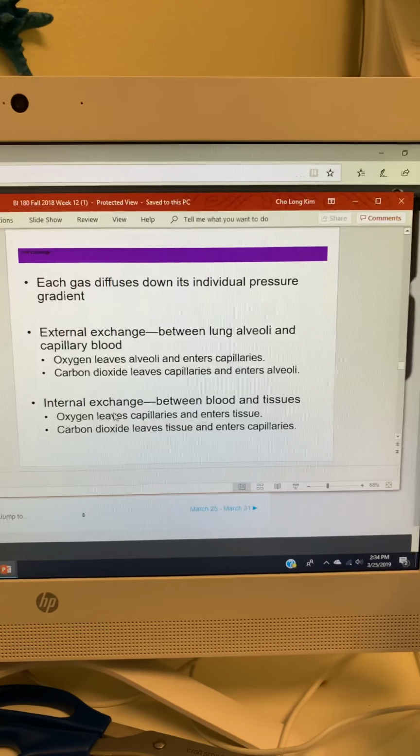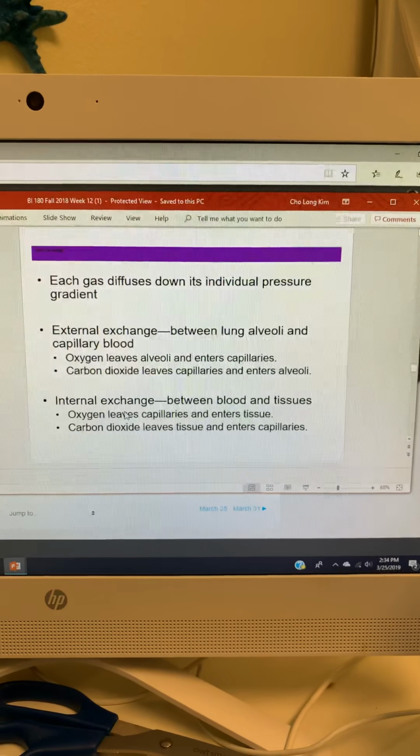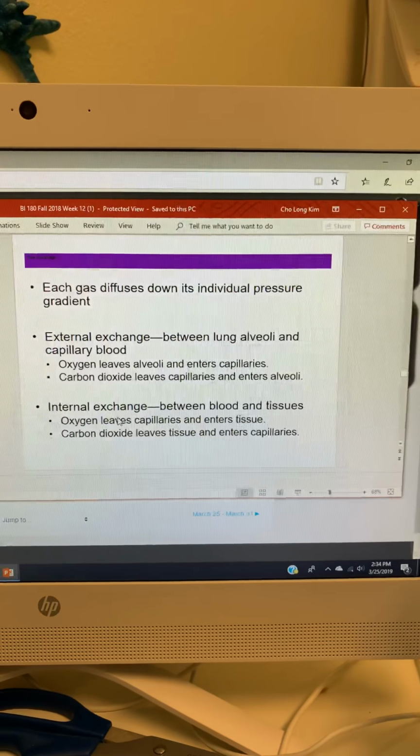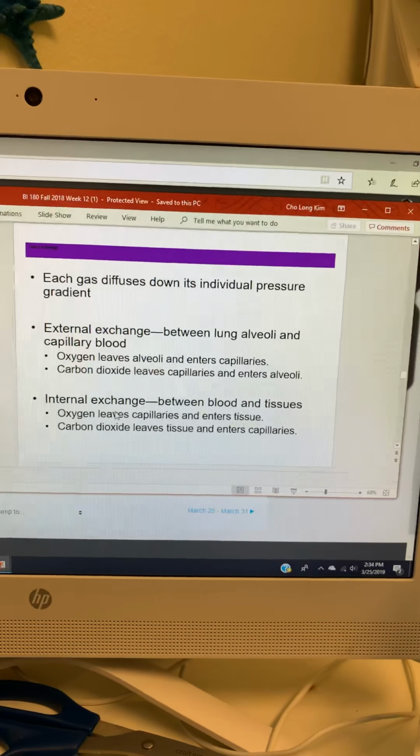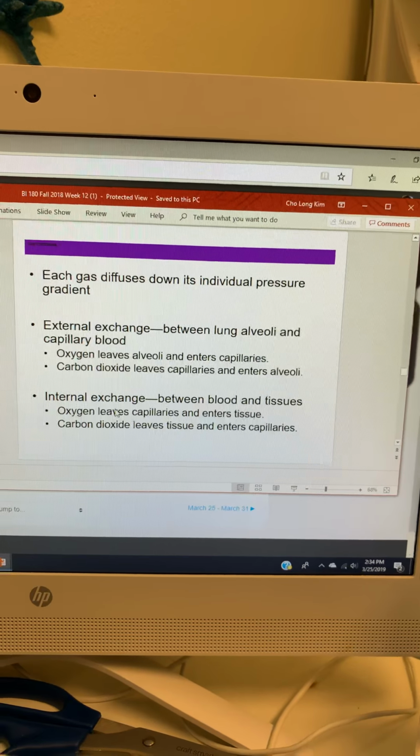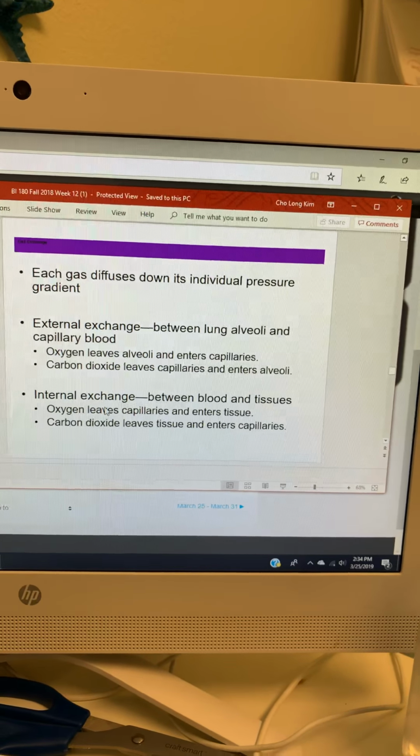There is also a gas exchange that occurs inside the cell, where oxygen moves within the cell for the purposes of making energy. That is actually called cellular respiration.